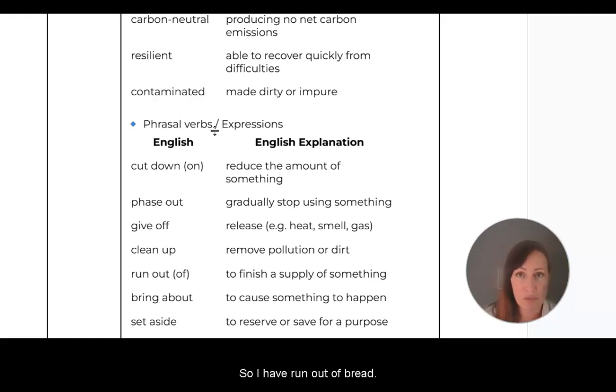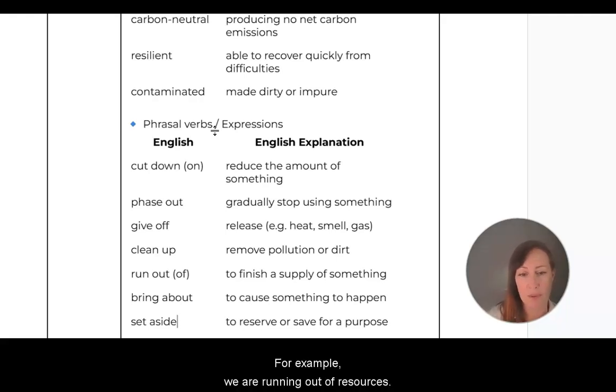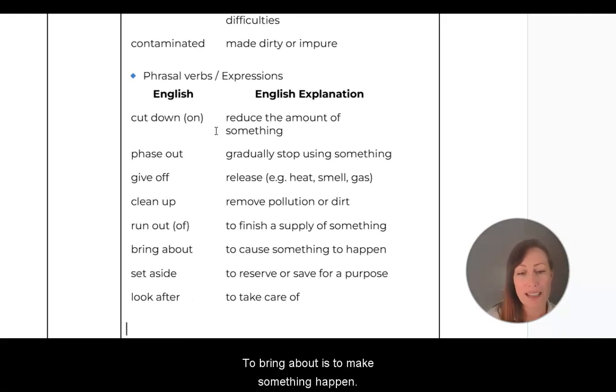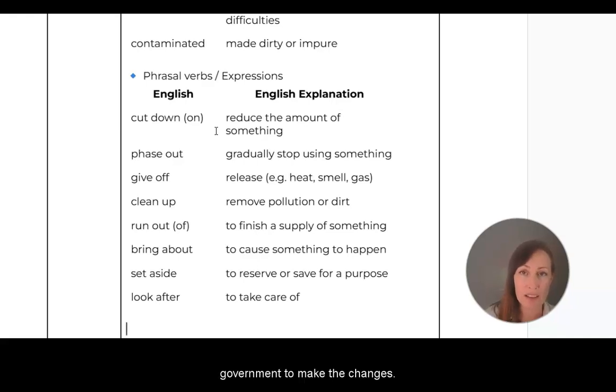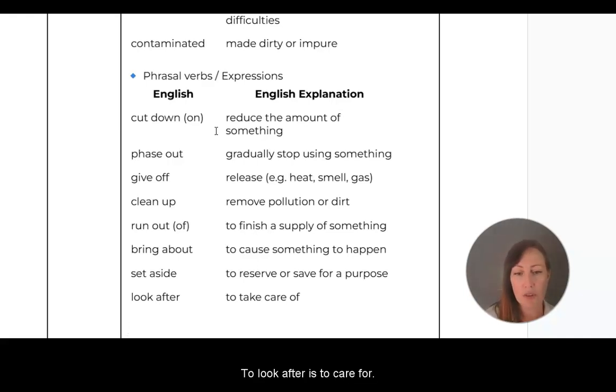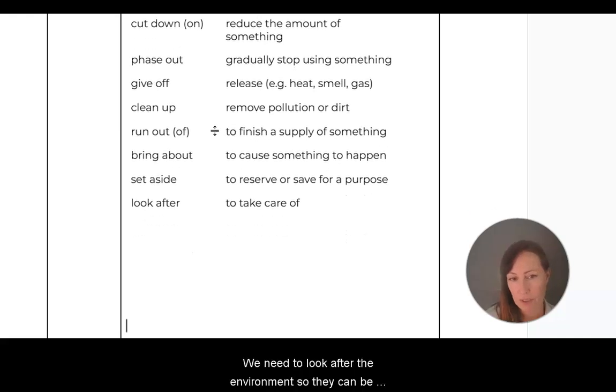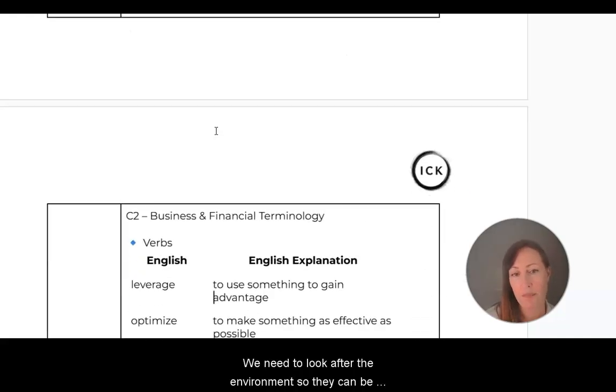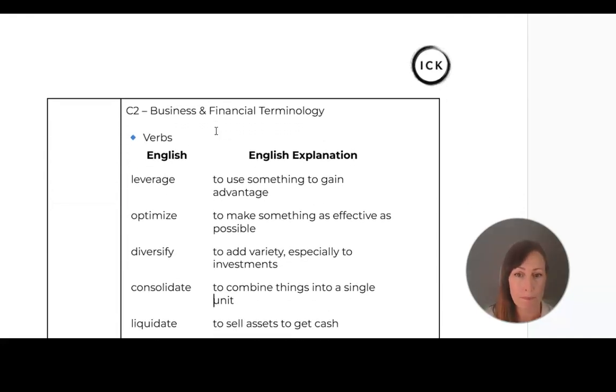So I have run out of bread. I don't have any bread, for example. We are running out of resources. To bring about is to make something happen. So we should bring about change by lobbying the government to make the changes. To set aside is to save for later. We should set aside money for a rainy day, for a difficult situation. To look after is to care for. We need to look after the environment, so they can be useful for speaking about this topic.